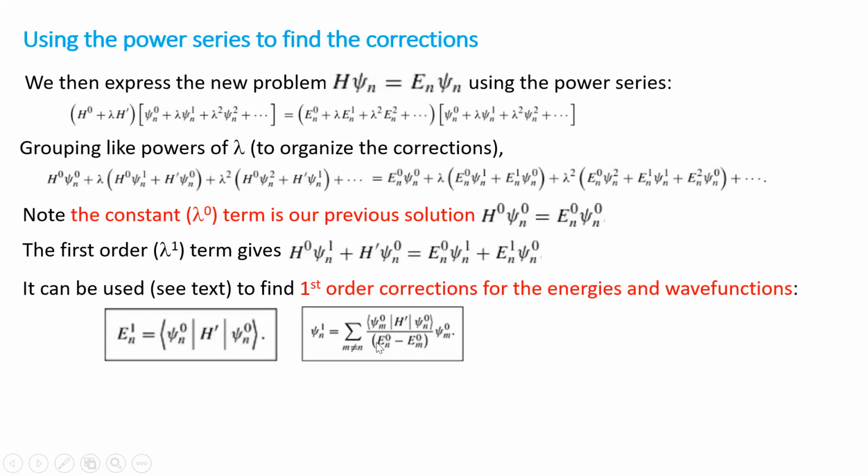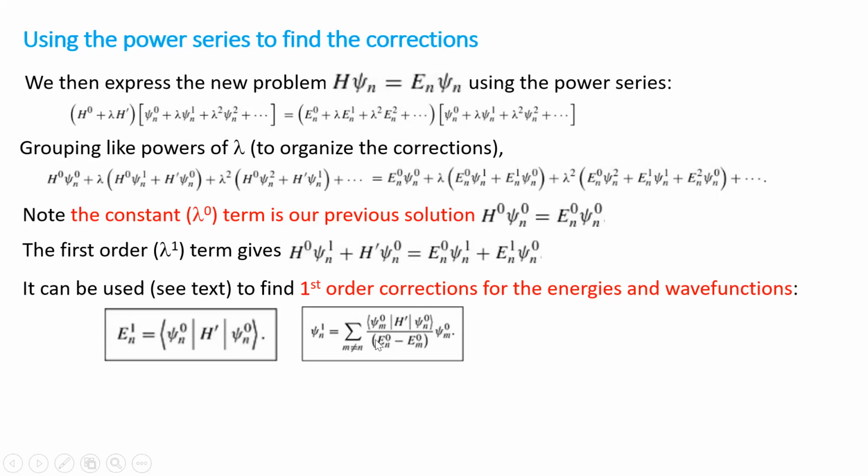In the case that for n not equal to m, we get En0 minus Em0 equal to 0, that's called degenerate perturbation theory, and we'll look at that in the future. But anyway, let's not worry about that right now. Let's assume it's non-degenerate, so we're not dividing by 0 here. So this is our expression for the first order corrections for the wave functions.